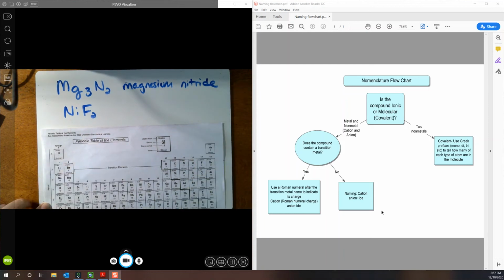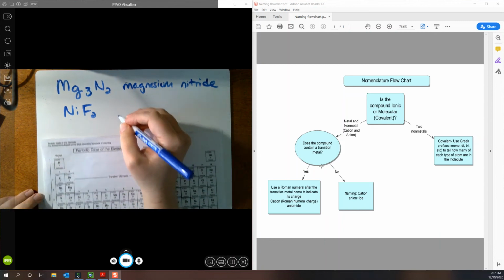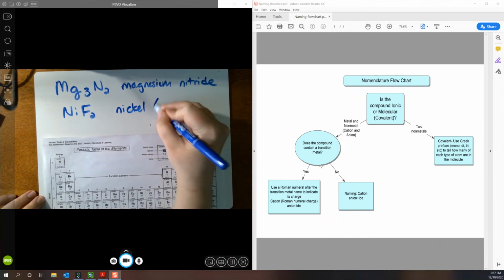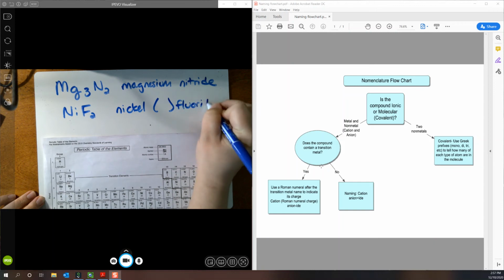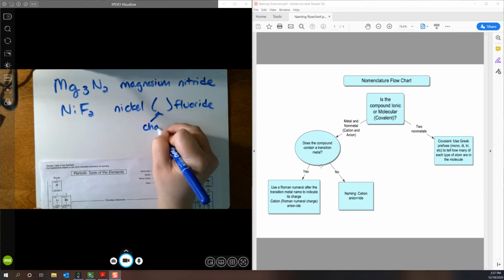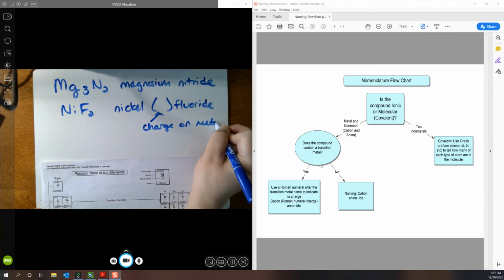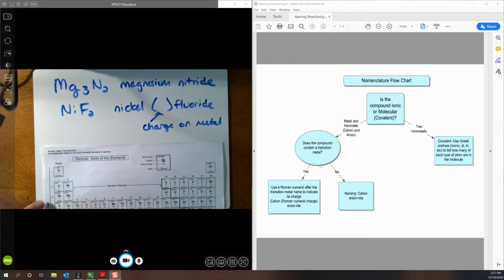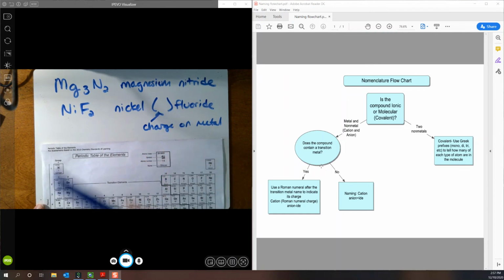Now, when I look at the next example, again, it has a metal and a nonmetal, so it's ionic, but it does contain a transition metal. So I'm going to have to use a Roman numeral in here. Now, one of the most common mistakes people make is that they're not really sure what that Roman numeral represents or how to find it. So this Roman numeral that's going to go in here represents the charge on the metal. Think about it as like you're giving someone instructions so that if they read that name later, they would know how to write the formula. Since nickel has multiple charges, unless you say which charge it is in the name, somebody else looking at your answer wouldn't know.